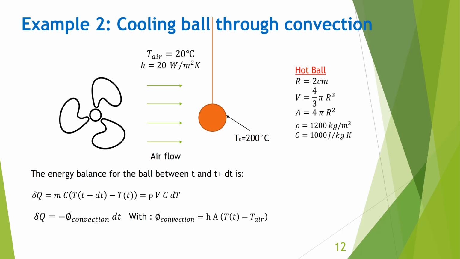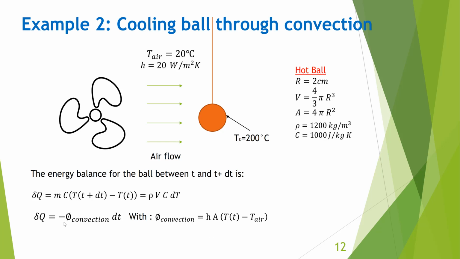Now this loss of energy is due to convection. Convection occurs when cool air touches the surface of the sphere, rushes in and takes some calories from the surface, and this exchange is called convection. So in convection, you have h, a coefficient of convection, times the surface of the body, times T of the surface minus T of the air.